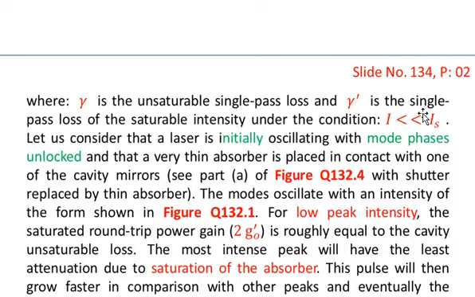And gamma prime is the single pass loss of the saturable intensity under the condition that I is much smaller than IS. So under this condition we have this loss, that is gamma prime. And gamma prime is the single pass loss of the saturable intensity under the condition. So under this condition, when the intensity of the laser beam is non-zero, we have a single pass loss given by gamma.